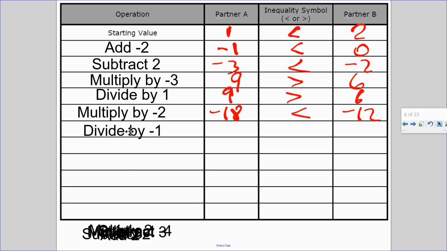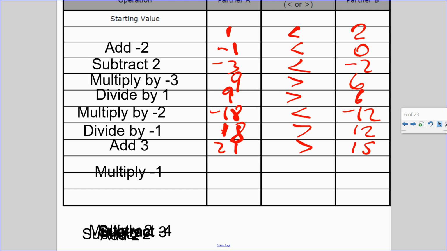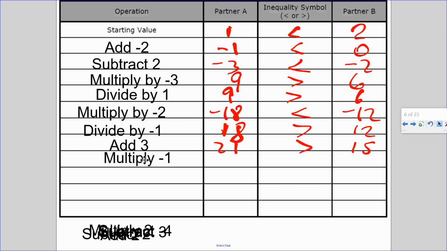If you divide by -1, that would be 18. And divide by -1, that would be 12. So 18 is greater than 12. If you add 3 to both sides, it would be 21. And this will be 15. 21 is greater than 15. If you multiply by -1, it'll be -21. Multiply by -15, and which one's greater? -21, -15. Oh, -15. So we're going to stop right here.